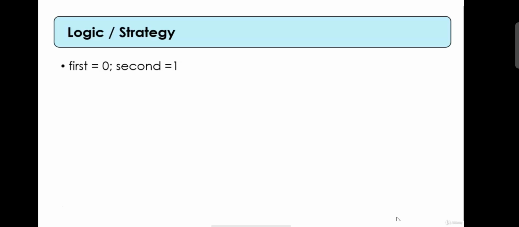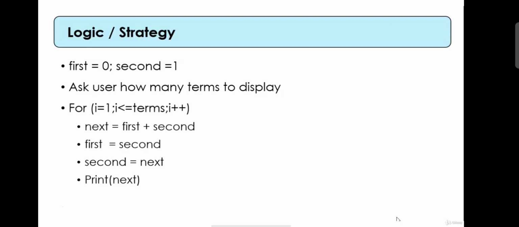In Fibonacci series, first two terms are always 0 and 1. So we will initialize the variable first to 0 and variable second to 1. Then we will ask user how many terms he wants to display. Then we will have a for loop that will repeat for terms number of times, and every time it will find out the next element, which is equal to first plus second. Then assign the new value for the first as well as second and display the value of next.